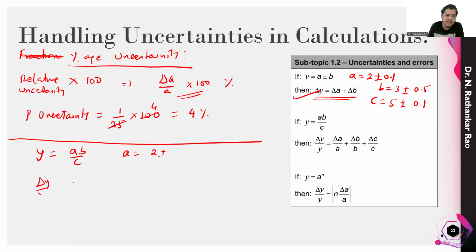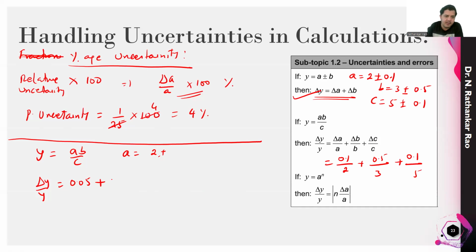Delta y by y would now be given by this formula. What is delta a? 0.1. What is a here? 2. Plus delta b, 0.5, divided by b, here 3. Plus delta c by c. What is delta c here? 0.1. What is c? 5 over here. Okay, let us calculate all these values. It should be 0.1 divided by 2, which is 0.05, plus 0.5 divided by 3. How much will this be?